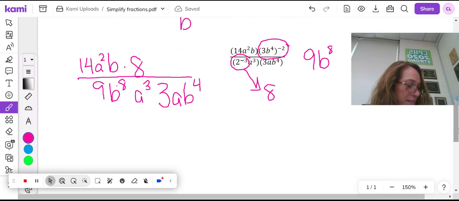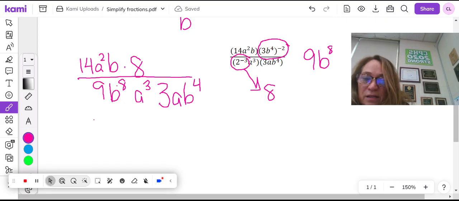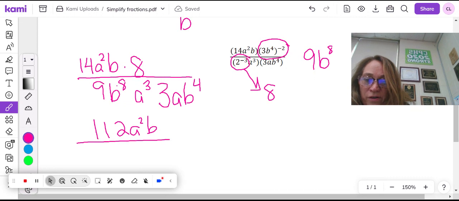All right, so 14 times 8. You can also try to pre-reduce, if you see a 2 in the denominator, you can always divide, but nothing looks common because 9 and 3 is going to be 27, and 14 times 8 is 112. So I've got 112 a squared b over 27 a to the 3rd and a makes a to the 4th, b to the 8th and b to the 4th makes b to the 12th.